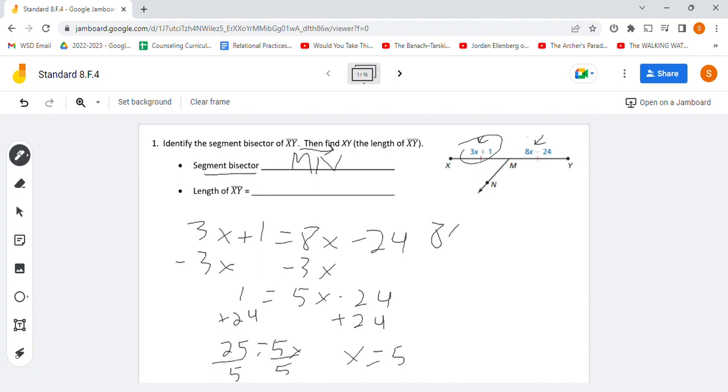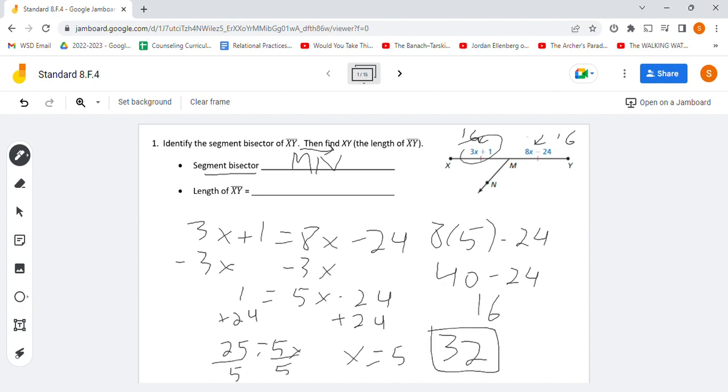So we have 8 times 5 minus 24. 8 times 5 is 40 minus 24. And 40 minus 24 gets us 16. So indeed, we did do it right. So we've got 16 for this segment, 16 for that segment, for a total segment length of 32 from X to Y. So that would be our answer for the length of XY: 32 units.